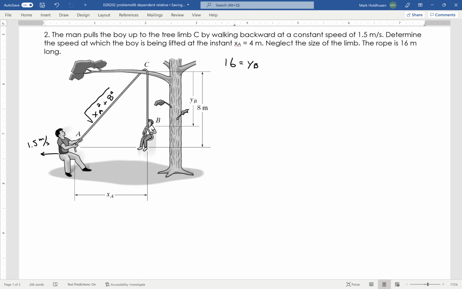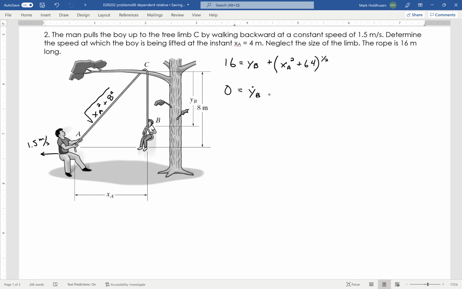Okay, so I'm going to write that a little bit differently over here: xa squared plus 64, that's the 8 squared, to the 1/2 power, which is how we write square roots. Now I'm going to take a time derivative of this. The length of that rope does not change. It's going to hang out at 16, so the time derivative, its change in length as a function of time, is 0. And yb goes to yb dot.